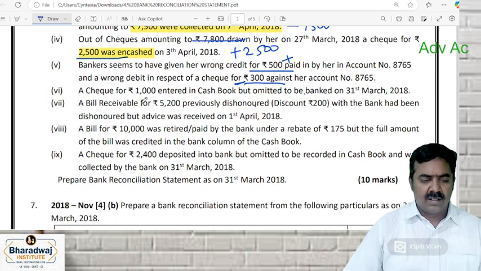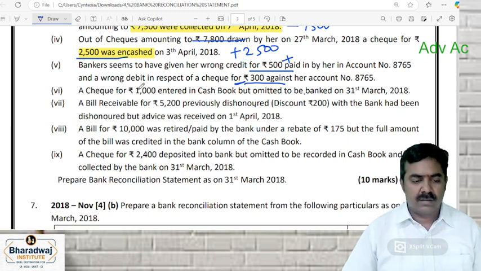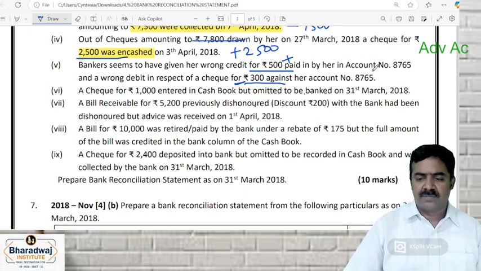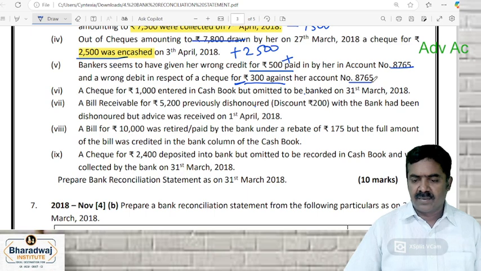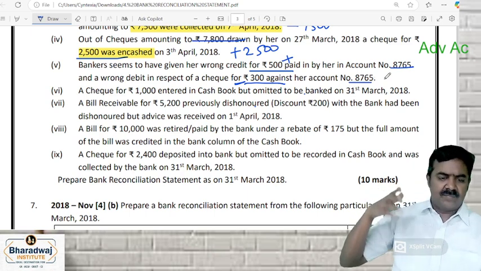Then a check of 1,000. Yes. It doesn't matter. இந்த அக்கௌண்ட்ல என்ன பார்க்கணும் தான் பார்க்கணும். 8765 தான். Doesn't matter. Okay. Wrong debit.